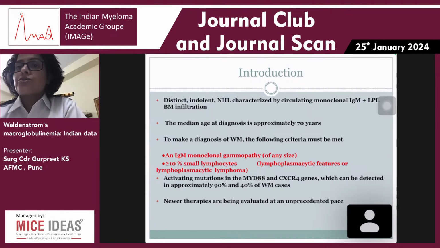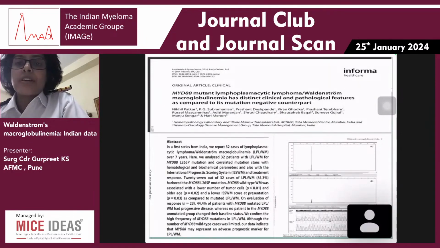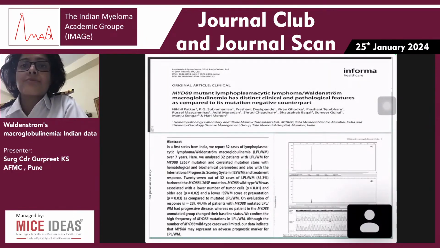The first study that came from India is this study by Nikhil Patkar et al., published in 2014 in Leukemia and Lymphoma. They spoke about 32 patients, and 27 of the 32 patients had the MYD88 L265P mutation. They described in their study that this was associated with a lower number of tumor cells and also a lower ISS WM score at presentation as compared to the patients who had a mutated MYD88.